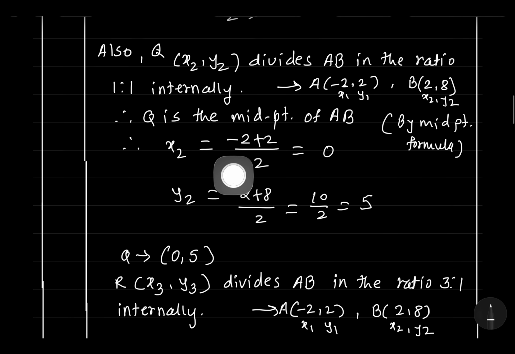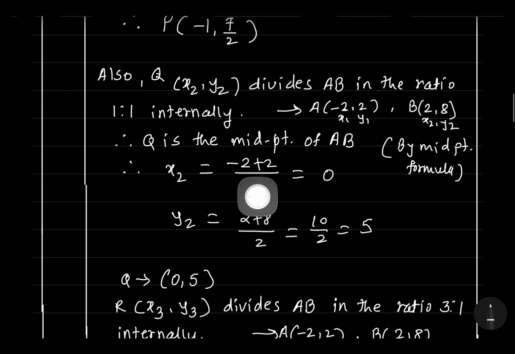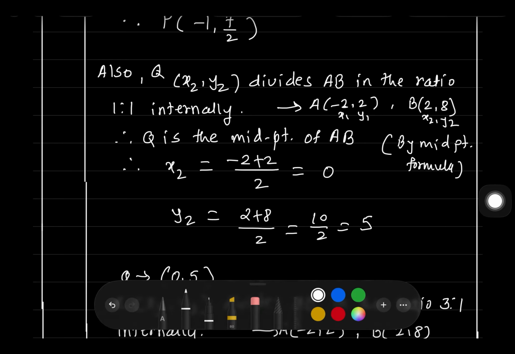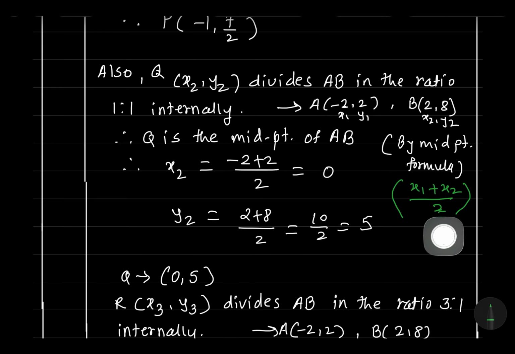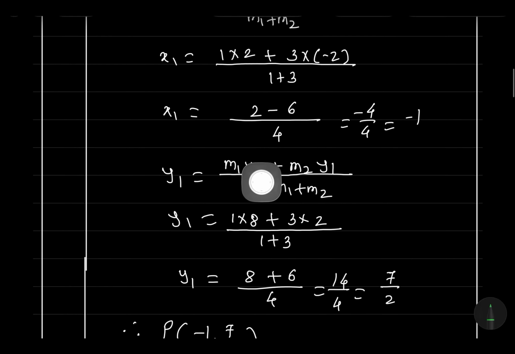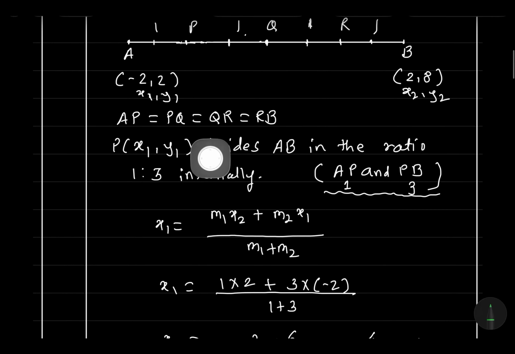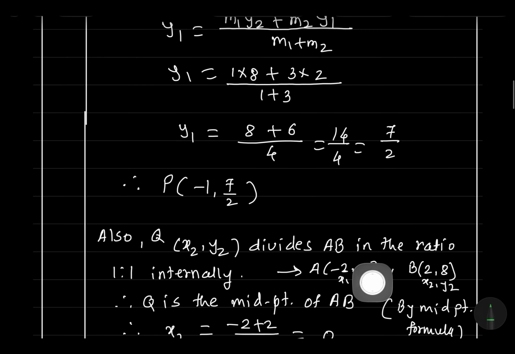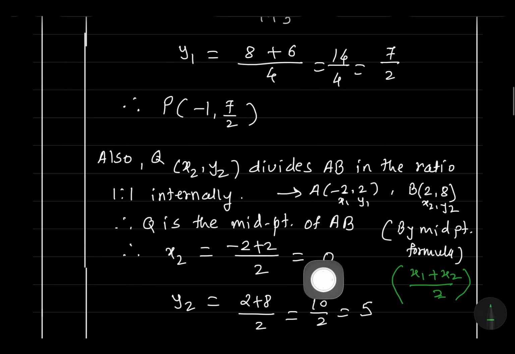So x2 equal to x1 plus x2 upon 2. You have to see the formula here. What is the midpoint formula? x1 plus x2 upon 2. This is the formula that we are using here. Then see here, x1 plus x2. So what is x1? x1 is minus 2 and plus 2, x1 x2. So minus 2 plus 2 is 0, means the answer is coming 0.